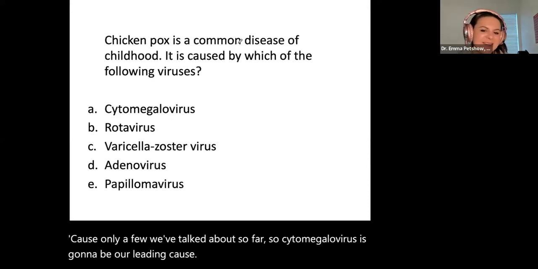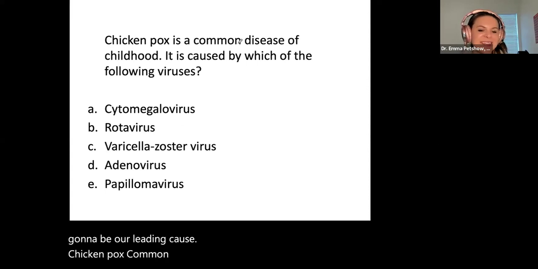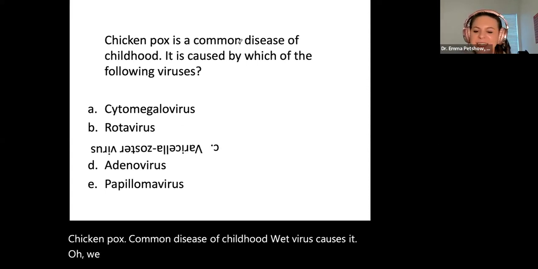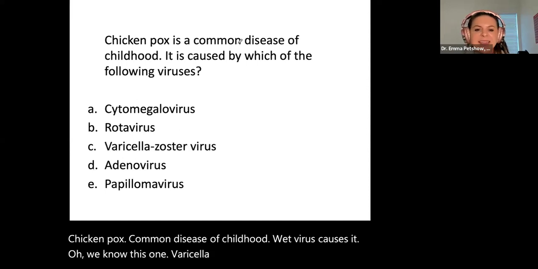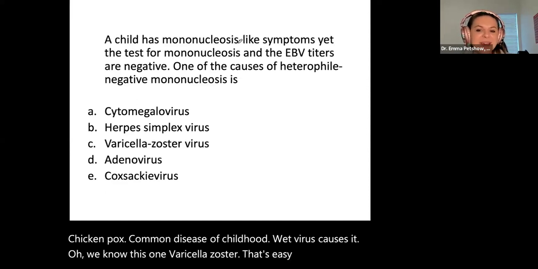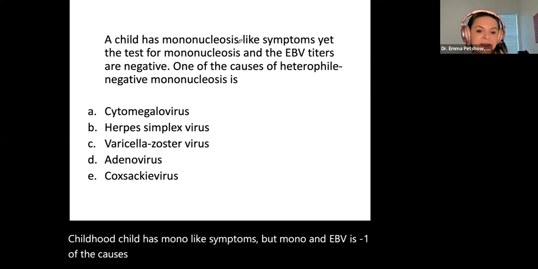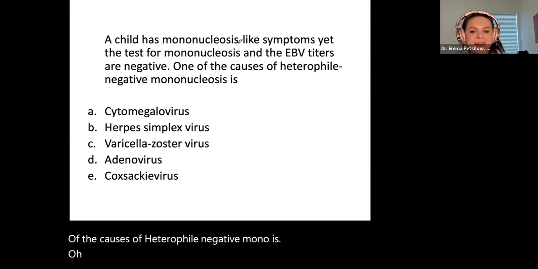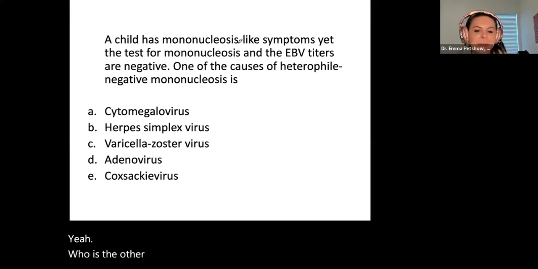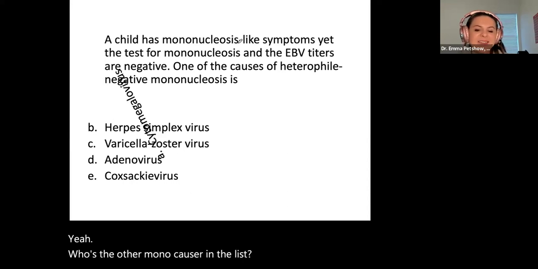Chickenpox, a common disease of childhood. What virus causes it? Oh, we know this one, varicella zoster. That's easy peasy. A child has mono-like symptoms, but the mono test for EBV is negative. One of the causes of heterophile-negative mono is, oh yeah, who's the other mono causer on the list? Cytomegalovirus. If it's not EBV that causes mono, it's cytomegalovirus.